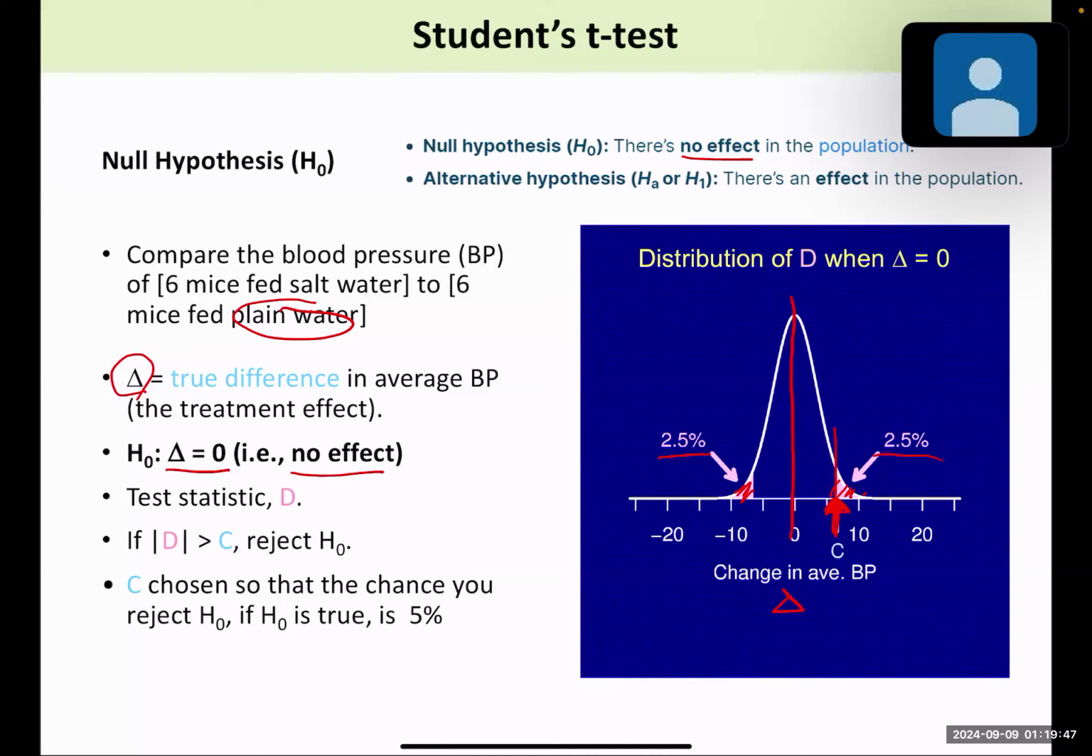2.5 and 2.5, so plus is 5%. So if C is chosen so that the chance you reject H0 is 5%, that's what the p-value means.